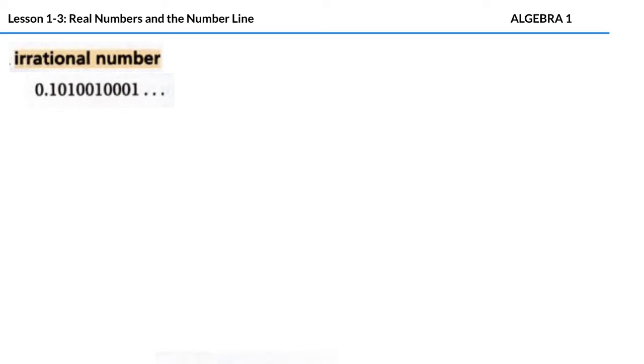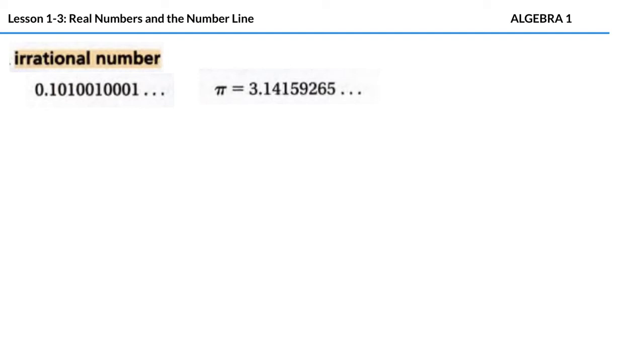Take for example another one over here, pi. What is the value of pi? 3.141592, and it goes on. Are the digits repeating in a pattern? No, they are not. So pi is an irrational number. So we know the difference between a rational number and an irrational number.